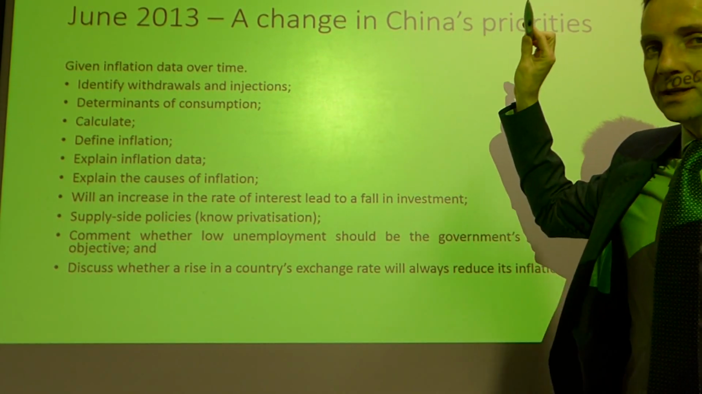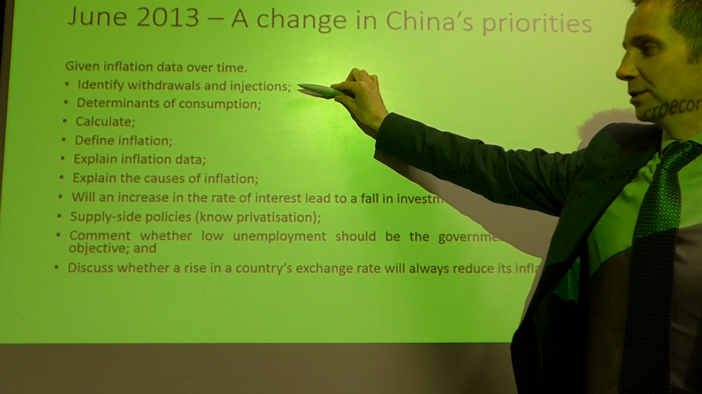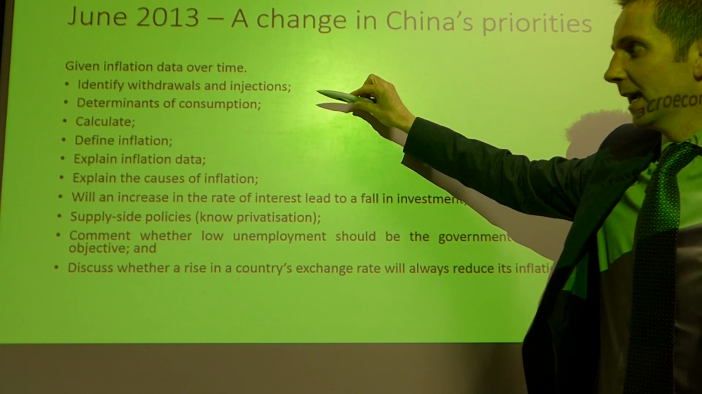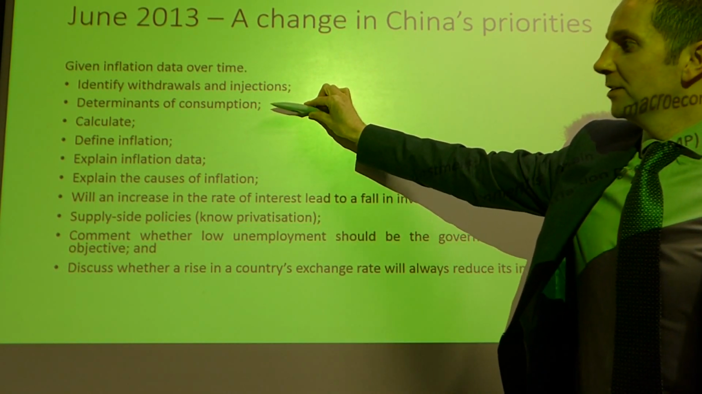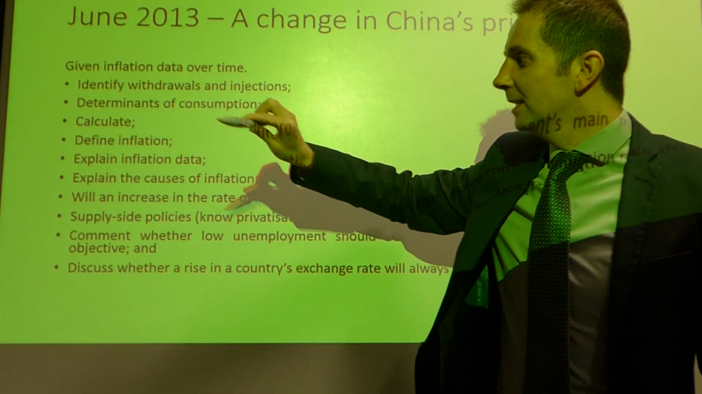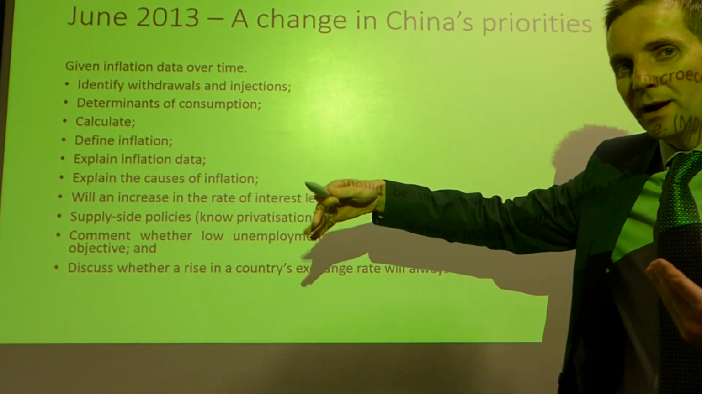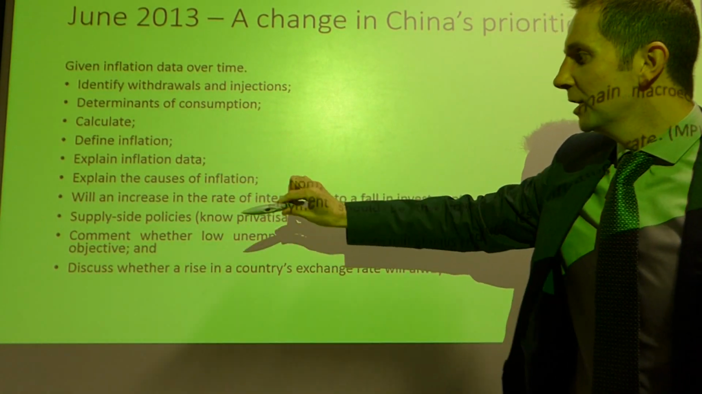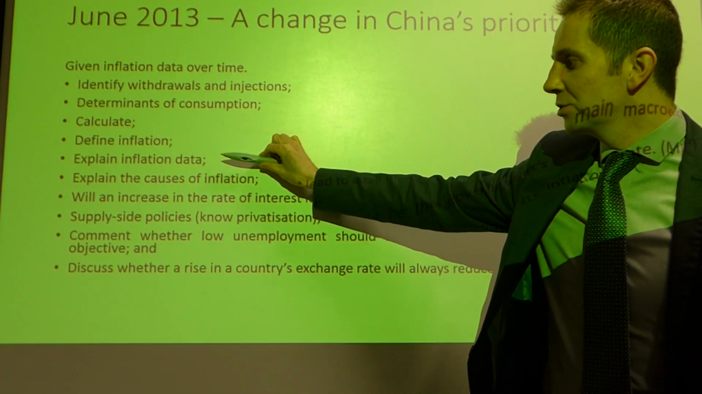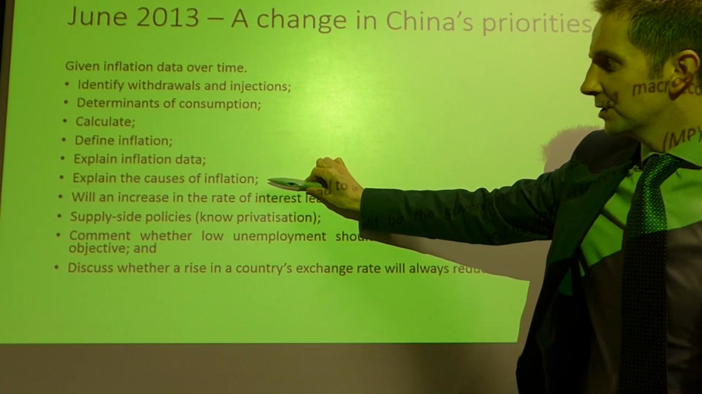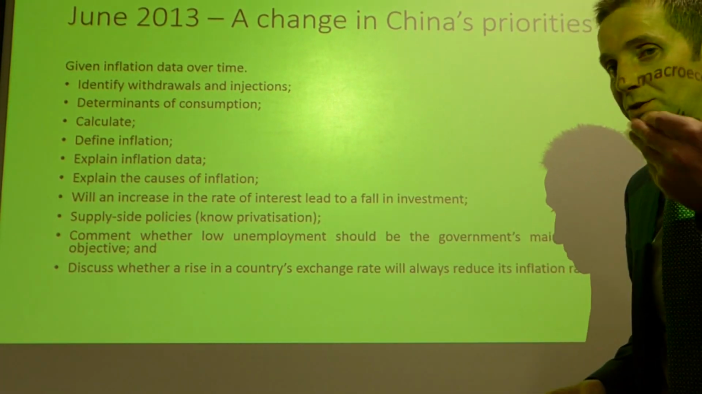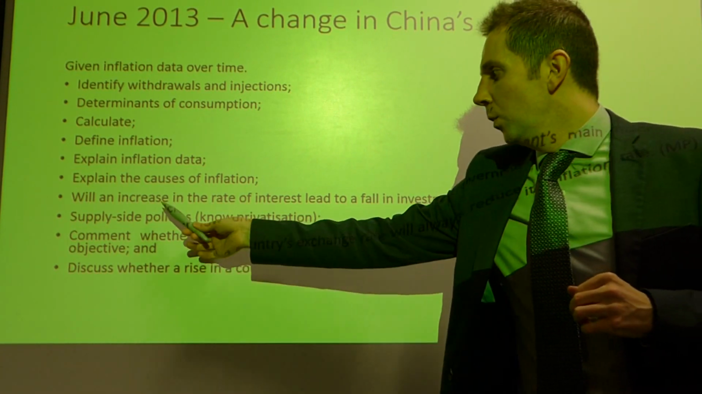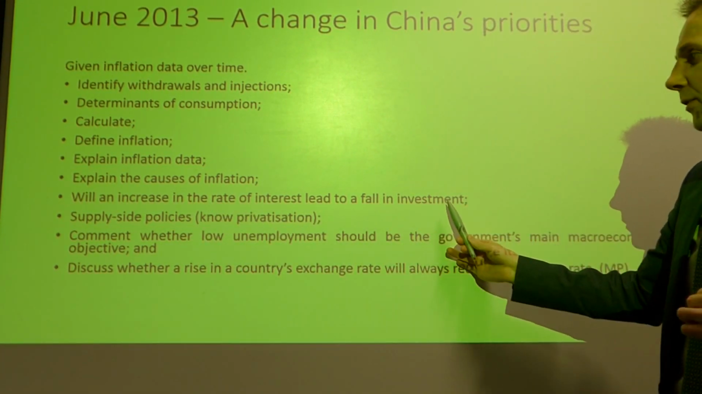So what were you asked to do on this one? Identify withdrawals and injections. That would be from your circular flow of income: I, G, X, S, T and M. Identify determinants of consumption. Do a calculation. You can see the trend, the pattern here. Calculations and comparisons of data all the time. Define inflation. Explain inflation data. Explain the causes of inflation. When it says explain inflation data, that's what I referred to at the beginning about comparisons over time. Will an increase in the rate of interest lead to a fall in investment?